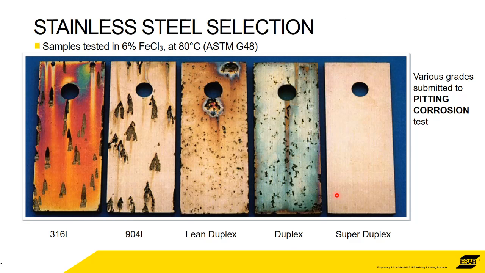Looking at this illustration, it shows basically that information. These test samples of various grades of stainless steel have been submersed in ferric chloride at 80 degrees. The 316L with a pitting resistance of 24 is quite badly damaged and pitted, whereas the super duplex doesn't look to be touched.